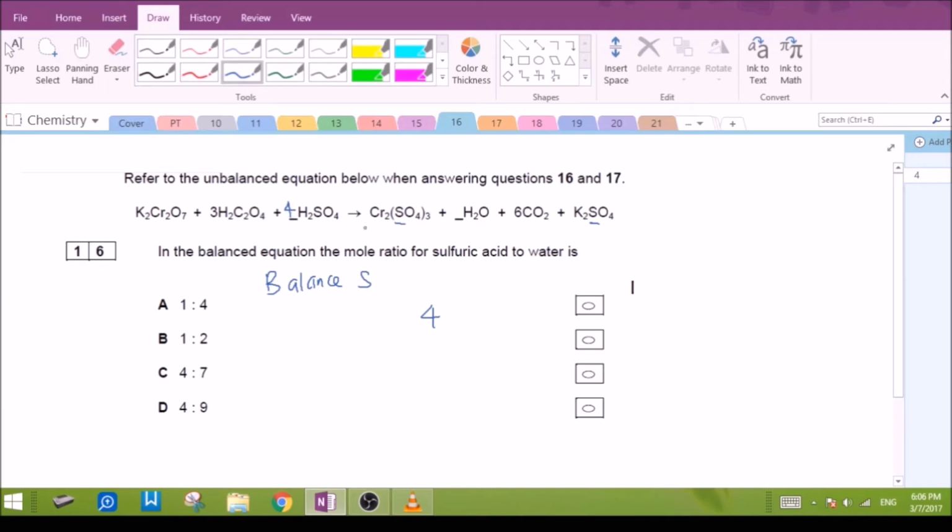Right, once that's done, we can find out the coefficient for water. Let's balance the hydrogen. For the reactants side, we have 6, 8, so a total of 14 hydrogen. There are no other places with hydrogen except for water, so we need to have 14 hydrogen here. It's already H2, so we need to include the coefficient 7. Right, so it is 4:7.